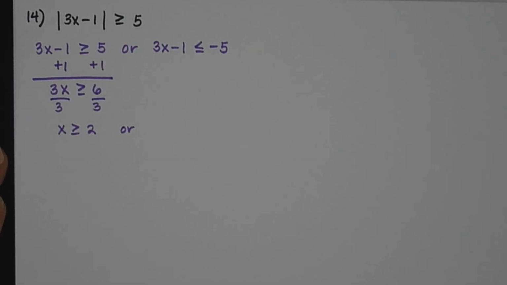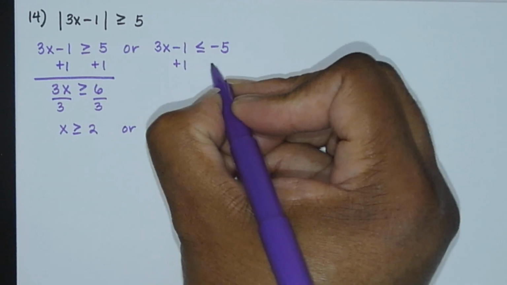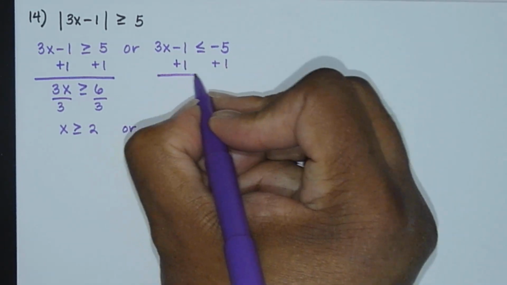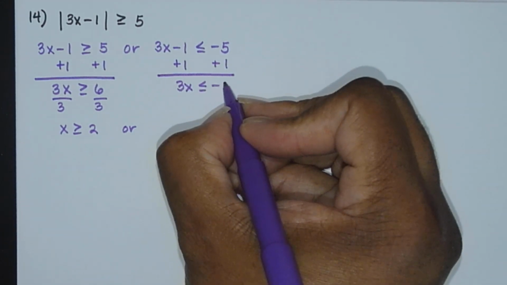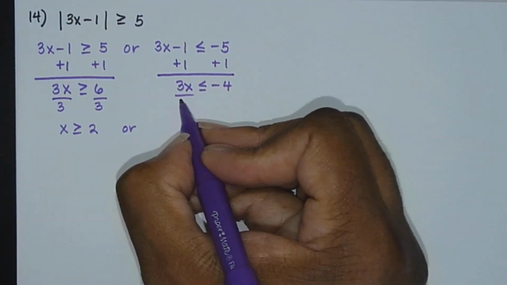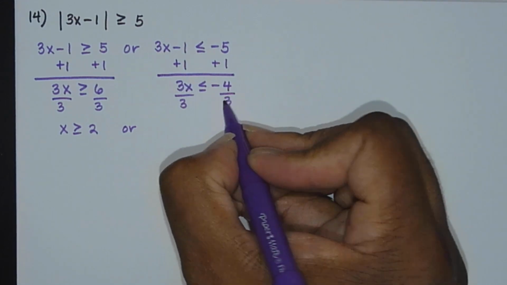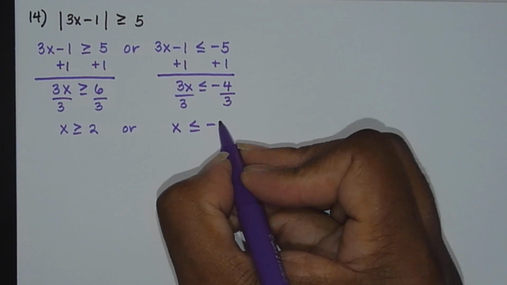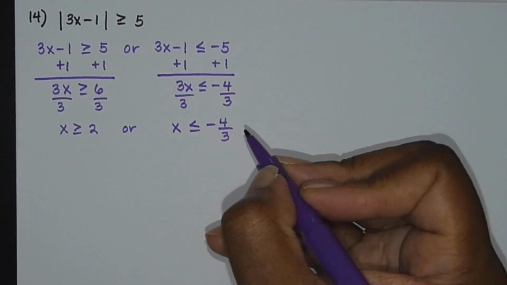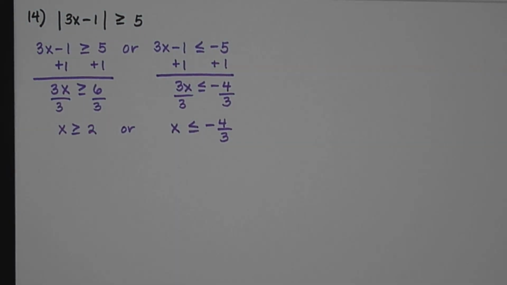Now for the 3x minus 1 is less than or equal to negative 5, I still need to add 1. But now 3x is less than or equal to, this time, negative 4. And then divide both sides by 3. This will mean x is less than or equal to, and I'll leave this as, negative 4/3. That would be the solution set: x is greater than or equal to 2, or x is less than or equal to negative 4/3.